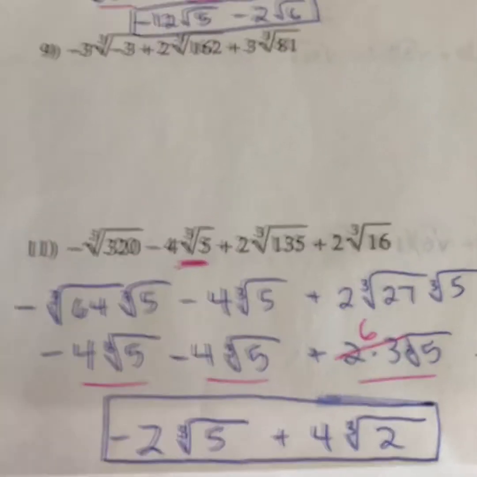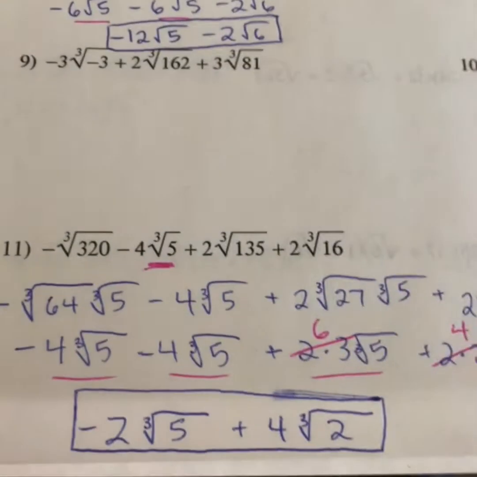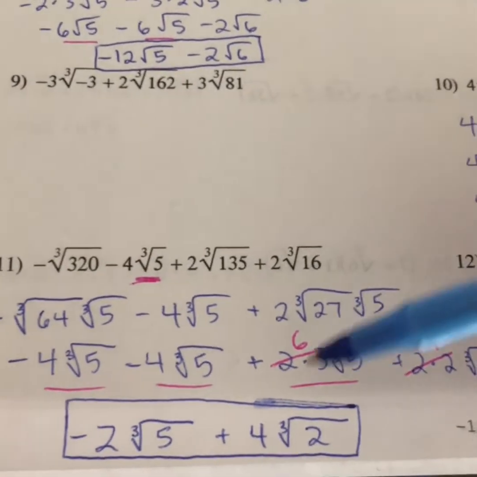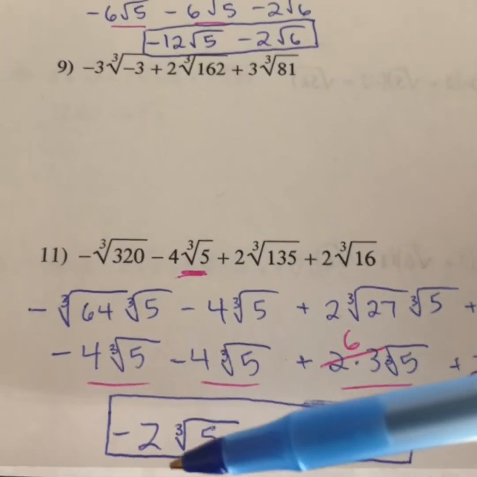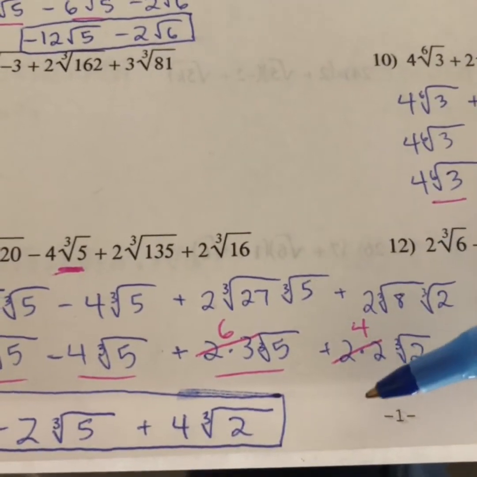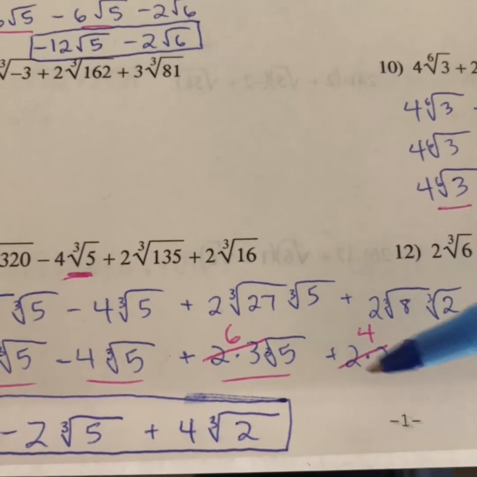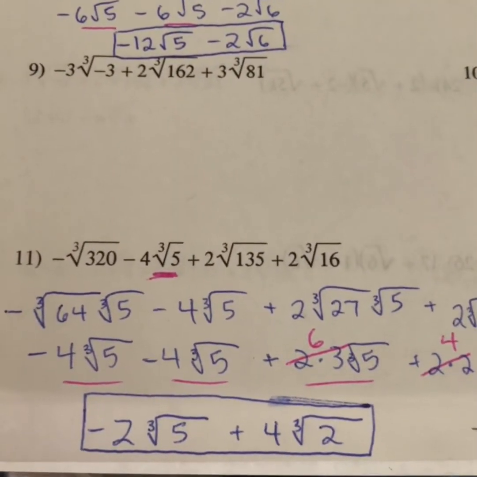All right, there you have it. We already said negative 4, and negative 4 was negative 8. Once we multiplied 2 times 3 over here, that gave us 6. So negative 8 plus 6 was negative 2 times the cube root of 5. And then I just did 2 times 2 over here to get 4, and you get 4 cube root of 2. So that is your final answer, fully simplified.